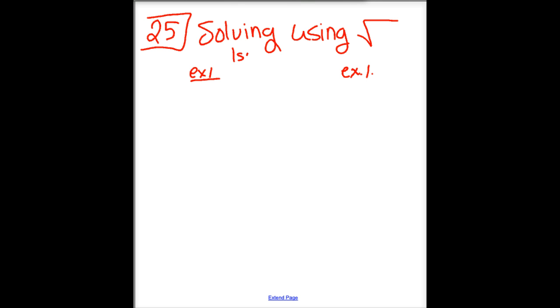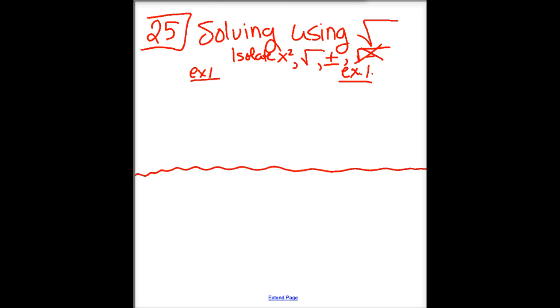Remember what we do. We isolate that x squared term. We get it all by itself. We get rid of anything in the way. Then we take the square root, and we remember that our answers are plus or minus. We also remember that we can't root negatives. So if you end up doing that, we write no solution. But you're going to go in your notes for 2.5, and you're going to supply 2 examples of that.